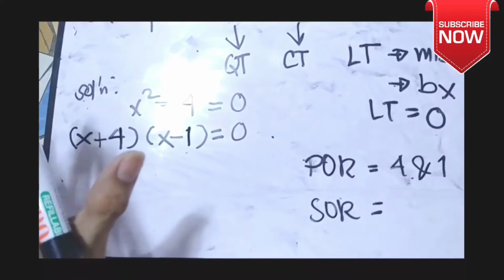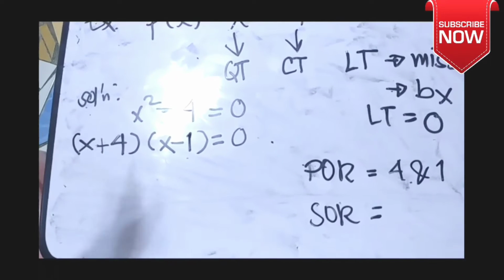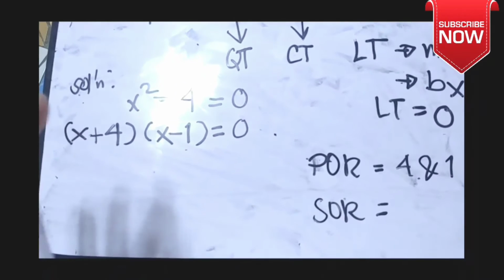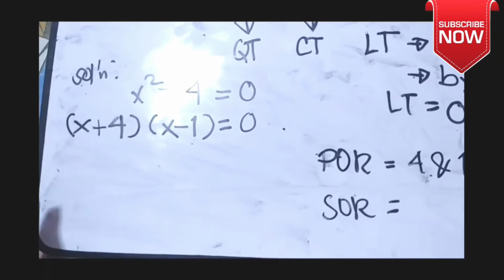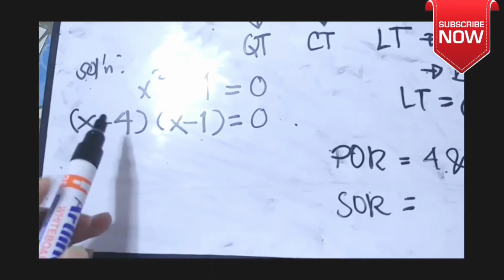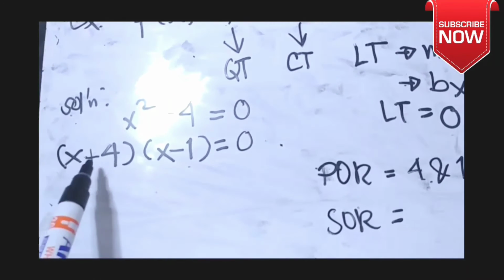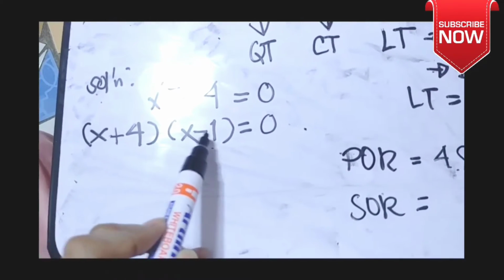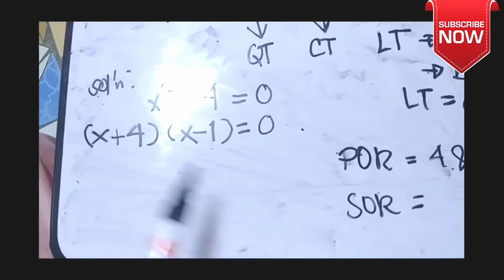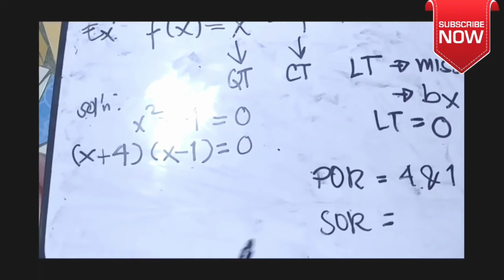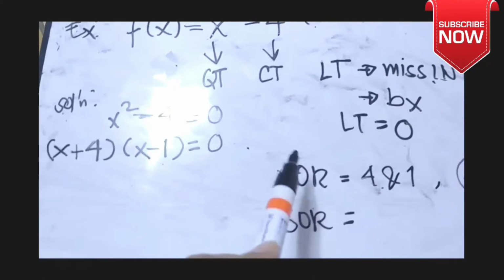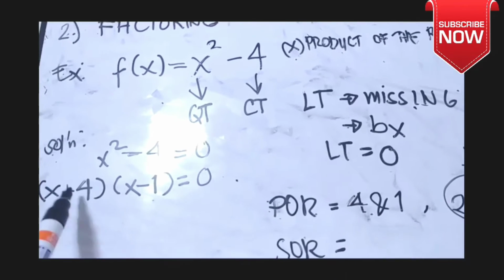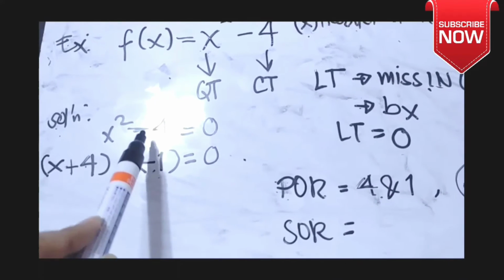By the way, sa factoring guys, it's just a matter of trial and error. So, walang masama sa trial and error as long as makuha natin yung right answer. Okay? So, nalagay na natin na ang factor ng x squared minus 4 ay x plus 4 and x minus 1. Ang tanong, tama ba na 4 and 1 ang nilagay natin? So, let us check. Product of the roots. Pag minultiply ko ang 4 and 1, negative 1, ang sagot ba ay negative 4?